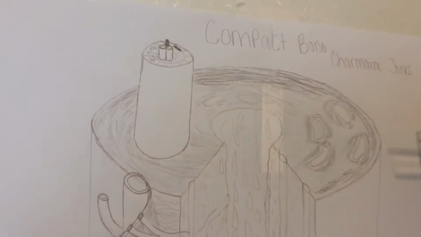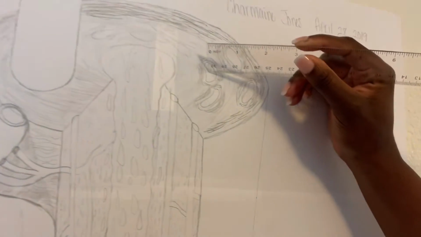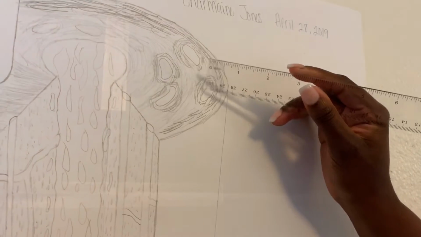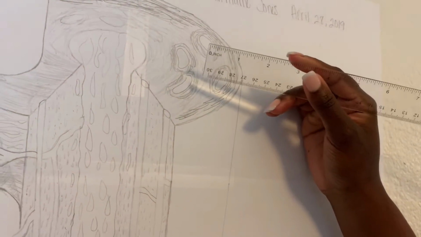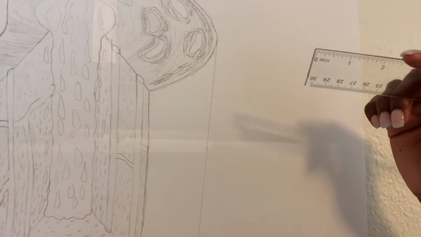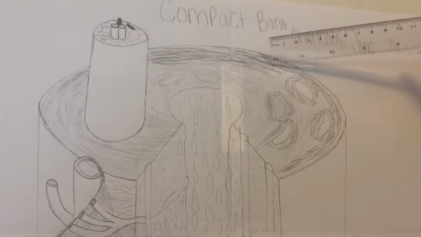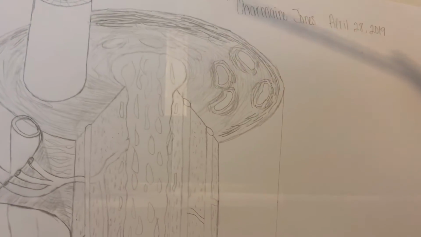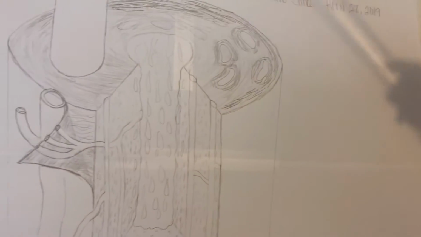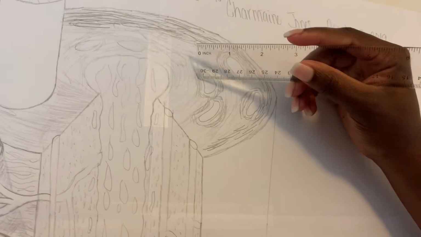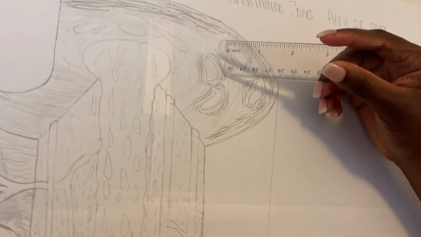The central canal will be located here, here, and along this area there. The circumferential lamellae is located here. The concentric lamellae would be located here, which is located right outside the central canal.